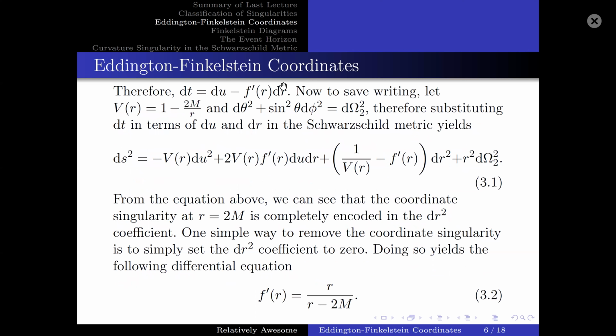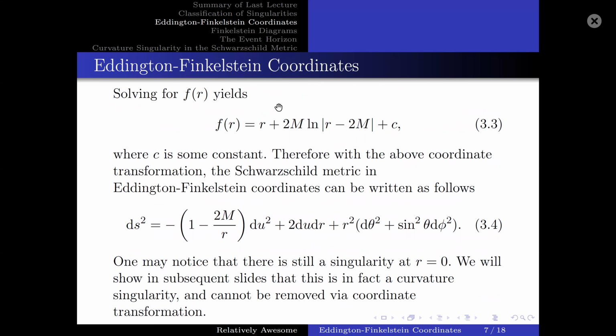Therefore, dt can be written as follows. And to save writing, let us write the potential as follows and the angular part as follows. Therefore, substituting the dt in terms of du and dr in the Schwarzschild metric yields the following. From the equation above, we can see that the coordinate singularity at r equals 2m is completely encoded in the dr squared coefficient. One simple way to remove the coordinate singularity is to simply set the dr squared coefficient to 0. Doing so yields the following differential equation. Solving for f of r yields the following, where c is some arbitrary constant. Therefore, with the above coordinate transformation, the Schwarzschild metric in Eddington-Finkelstein coordinates can be written as follows.